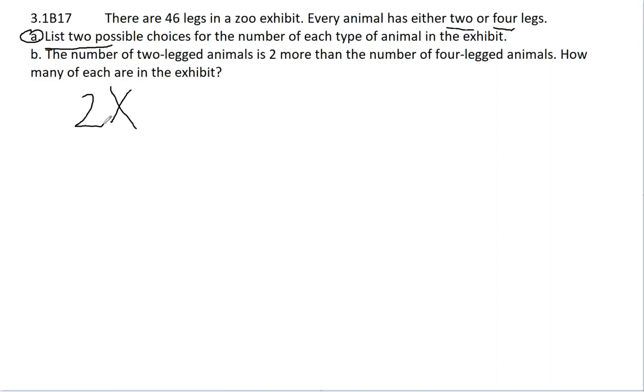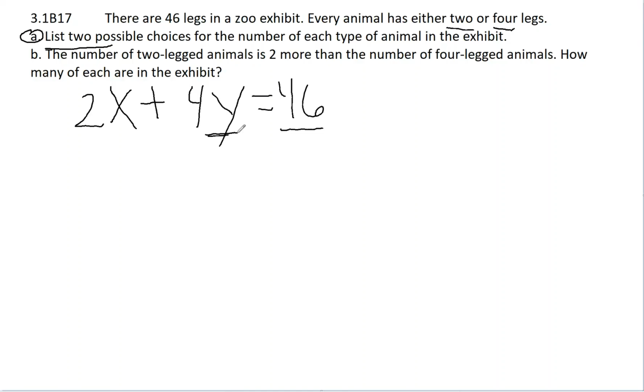We're going to have Y for 4-legged animals. So whatever number of 4-legged animals there are, we'd have to multiply it by 4. And then realize that by adding those together, we have to get 46. So we could have any combination of X and Y that works as long as the number of legs equals 46.